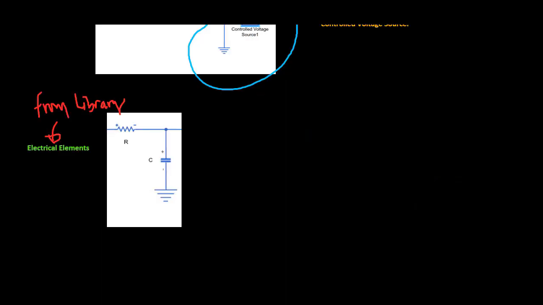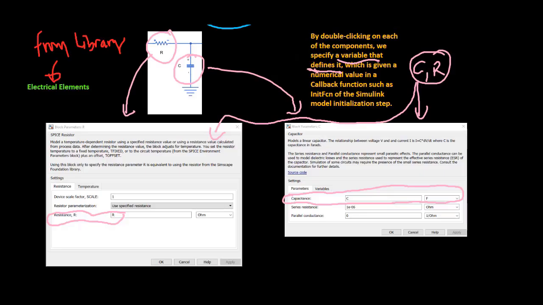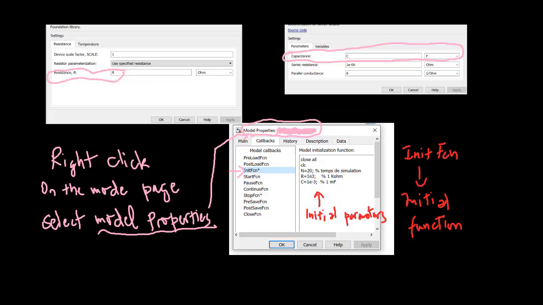We first start by building the circuit using physical components from Simscape. By double-clicking on each of the components, we specify a variable that defines it, which is given a numerical value in a callback function such as the initial function of the Simulink model initialization step.